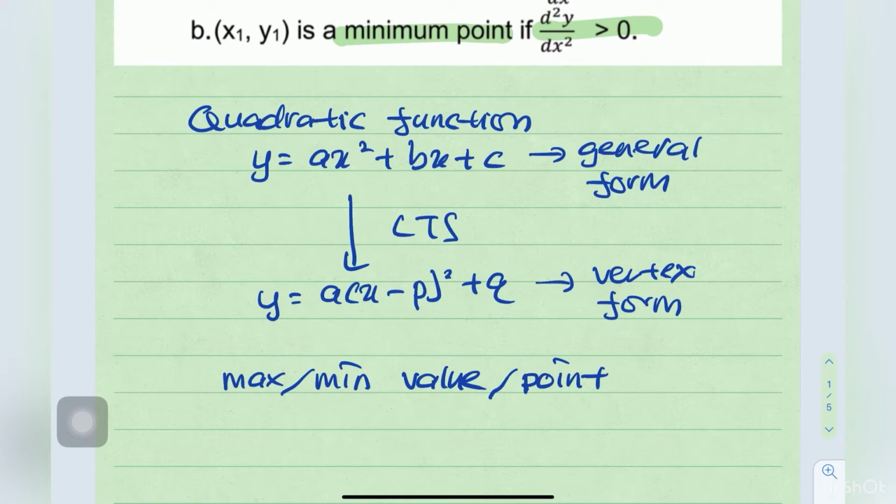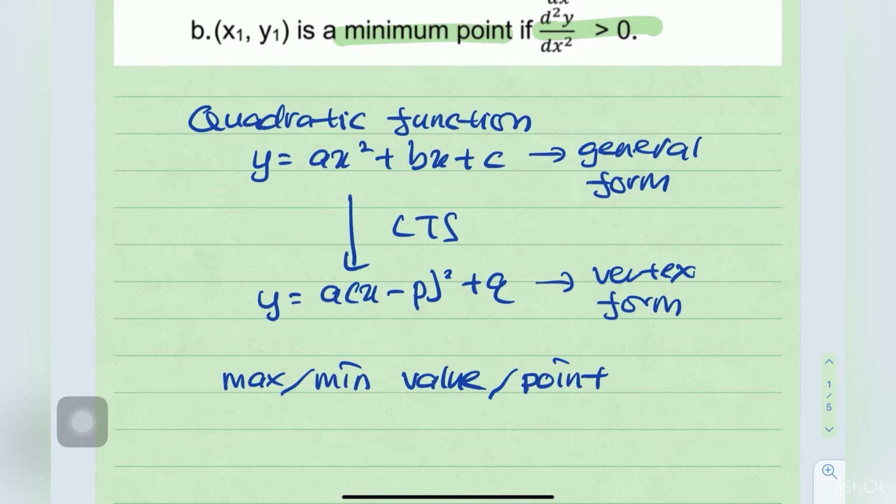Actually, we have many types of function: cubic function, power of 3, power of 4, power of 5, reciprocal. So then we need differentiation to identify the maximum or minimum point for that kind of function.